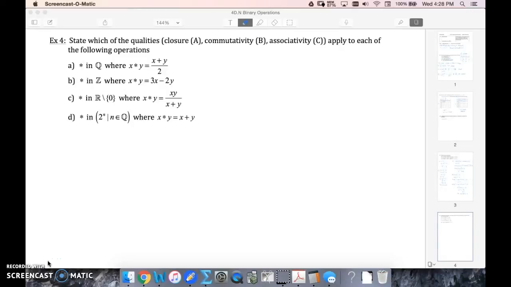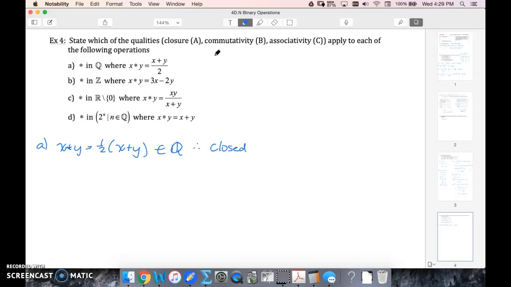All right, so in this example, we're going to look at these operations and determine whether they have the qualities of closure, whether they're commutative or associative. We've got our operation x star y is (x plus y) divided by 2, and that's part of the rationals. If I take any two rationals and add them and then halve them, we could rewrite x star y as half of (x plus y). So the sum of two rationals is rational. Half of that is also going to be rational. So that's always going to be an element of the rationals. Therefore, it's closed.